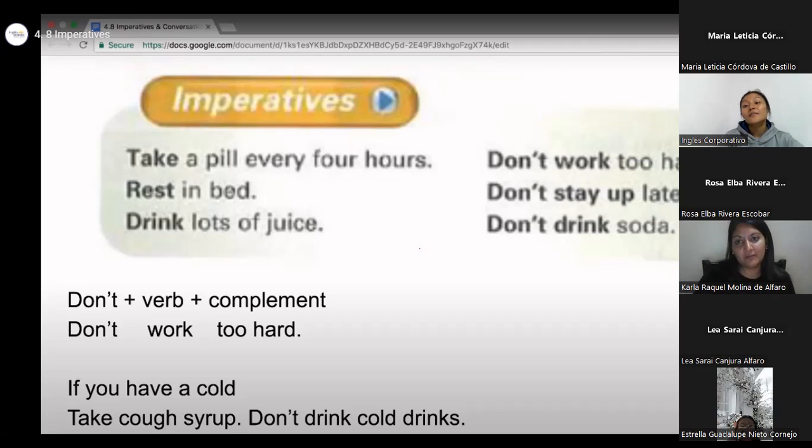Take all. No, sería, but take all. ¿Cómo es que se dice cabeza? Head. Head, exactly. Alcohol. Head.